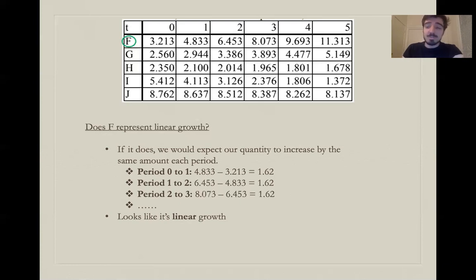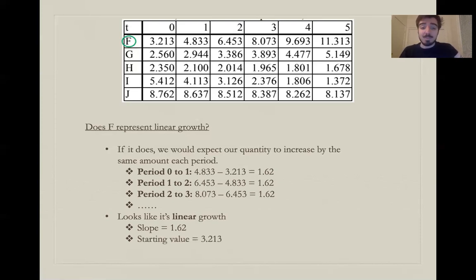Right? So two things to identify: what's the slope? And if you've already done this check for each of these between-period measurements, the slope is already here. You've discovered that every time you go up one time period, you go up in quantity by 1.62. So that's actually going to be your slope. That's what you change by every time. And then your y-intercept, it's just going to be your starting value. We started at 3.213.